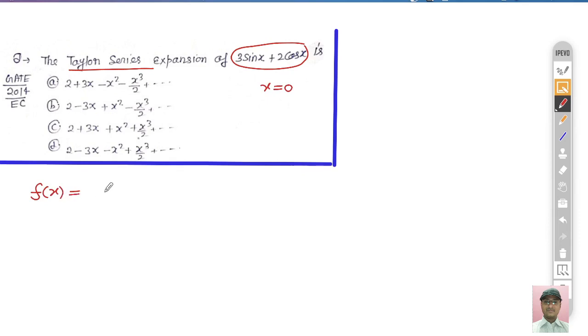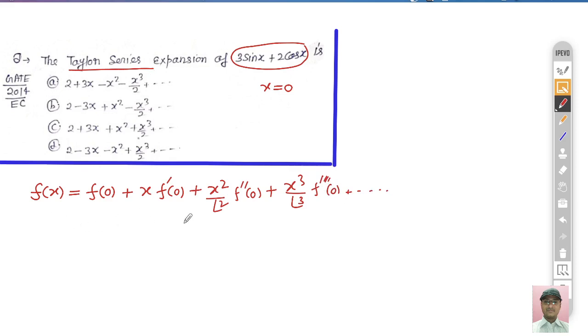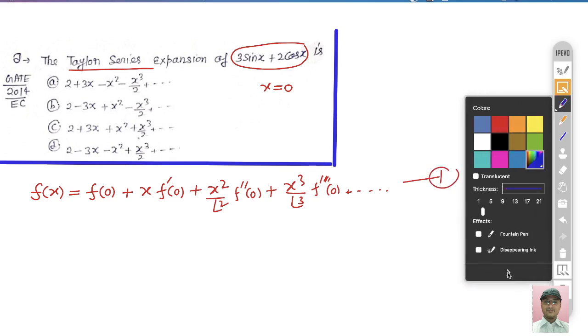Taylor series is what? f(x) is equal to f(0) plus x f dash 0 plus x square upon factorial 2 f double dash 0 plus x cube upon factorial 3 f triple dash 0, and no need to write beyond this. The reason is very clear, because we have to calculate the series only up to cube, right? So you know the f(x). This is basically equation number 1.